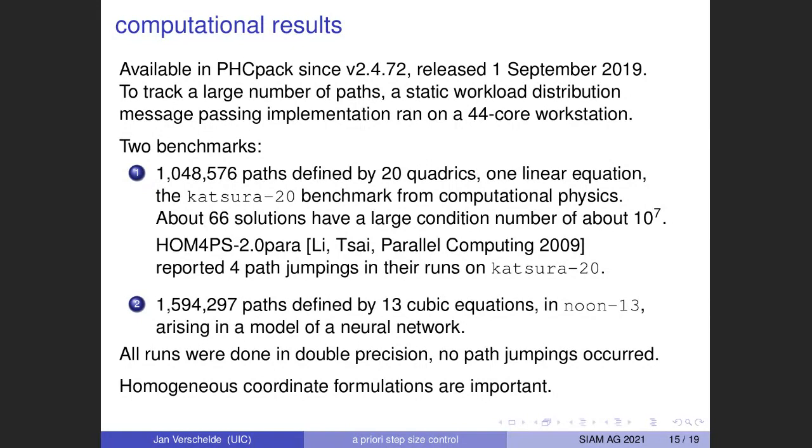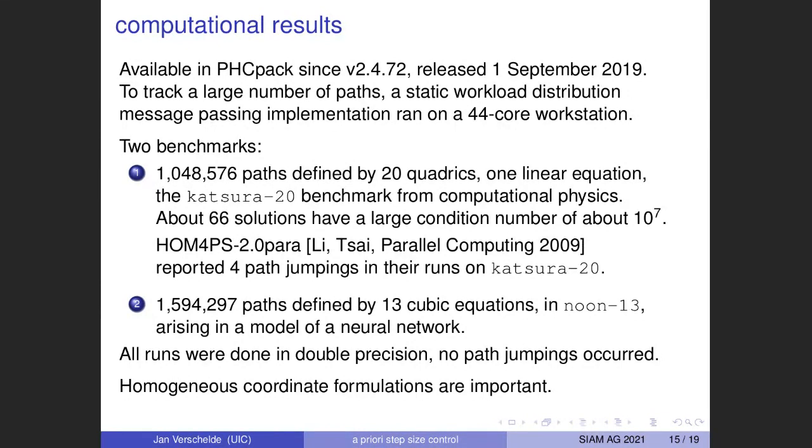So the benchmark itself comes from the POSSO project 20 years ago. It is a known benchmark also in computer algebra. What is important, we can compare with another very important implementation where the authors actually computed path jumpings in their runs. So this is another indication that with a posteriori step size control, it's very difficult to have everything always right for a large number of paths.